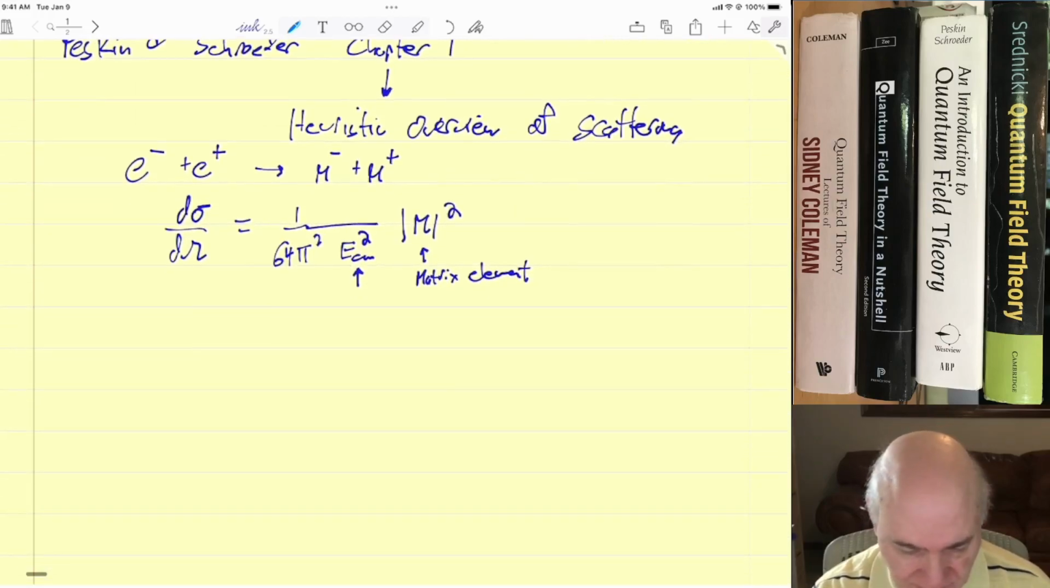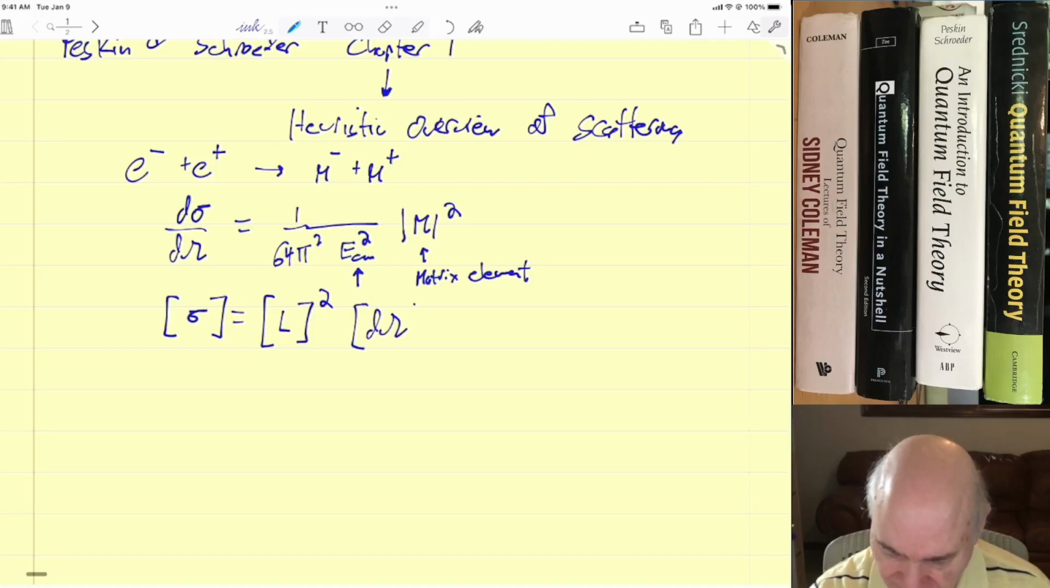But just to show, the important thing is that it's dimensionally consistent. The dimensions of a cross-section, which is a length squared, an area, and the dimensions of d omega, which is an angle, is just 1. The solid angle is 1. So the left-hand side has dimensions of length squared. The only thing that has dimensions on the right-hand side is the energy, the center of mass energy.